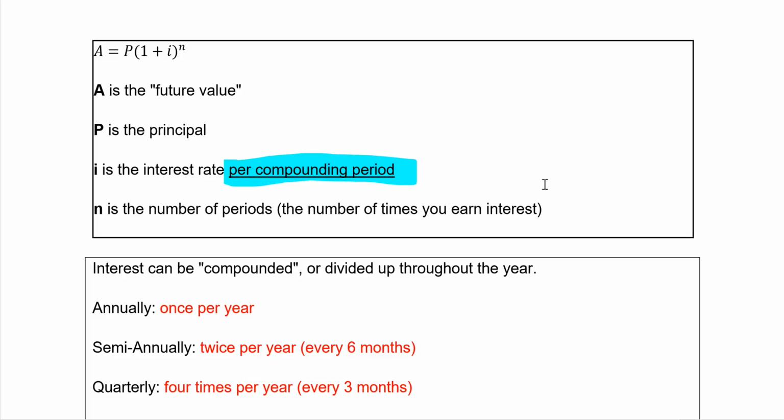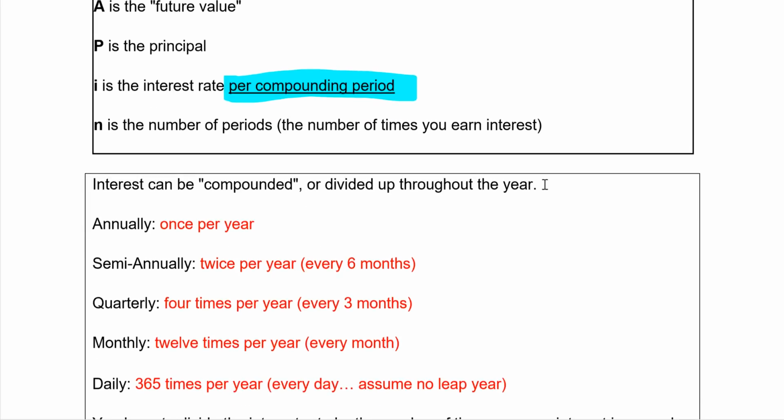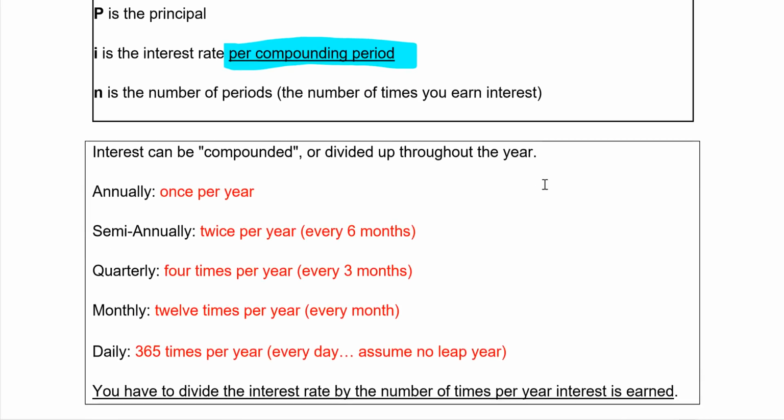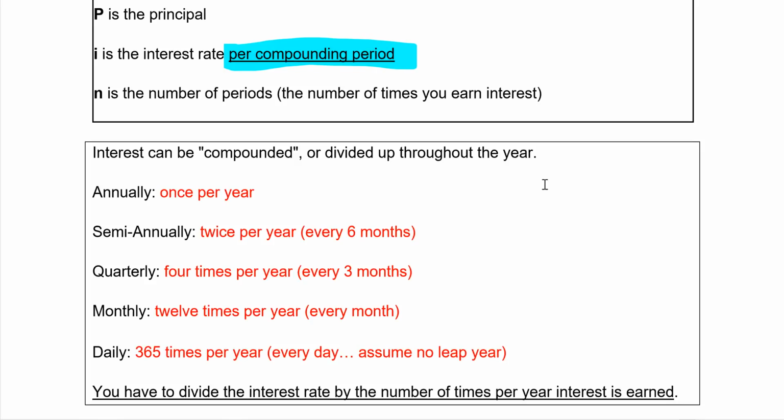Compound interest can work in different ways, and what compounding means is that the interest can be divided up throughout the year. The example we just saw was compounding annually, which is once per year, so you only earn interest once per year. If interest is semi-annual, semi meaning if you divide into two, like a semicircle, that's twice per year that you earn interest, which is every 6 months. After 6 months go by, you earn interest, and after 6 months go by again, you earn interest again, so twice in the year.